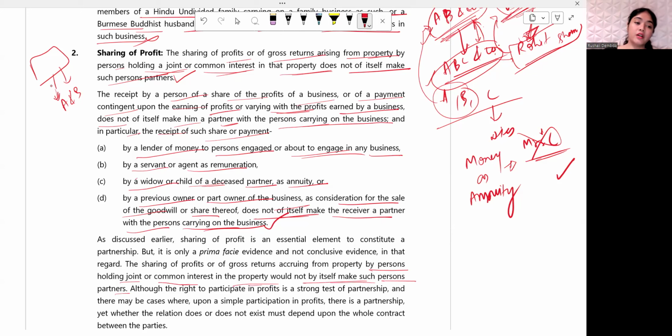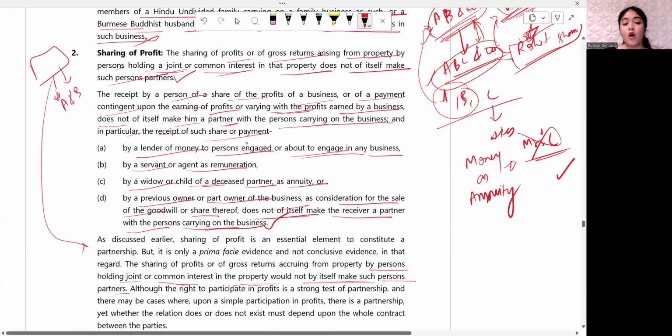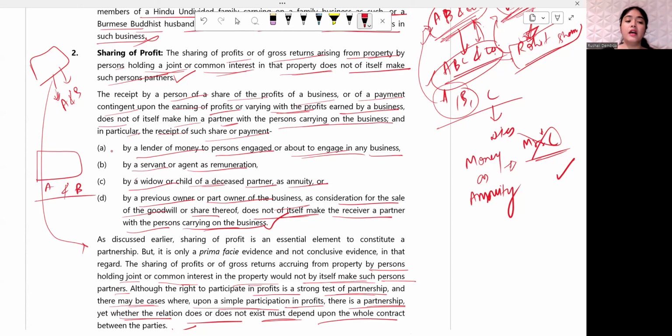The example that we took over here of this land example is again repeated. Although the right to participate in profit is a strong test of partnership, and there may be cases where upon a simple participation in profits, there is a partnership, yet whether the relation does or does not exist must depend on the whole contract between the parties. If they are coming together and agreeing that we will be acting as partners, only then can you say that they are getting into a partnership and running some business. If you have a piece of land and two people, A and B, are getting the rent, that is not where there will be partnership. They are not into the business of giving the land on rent. If they are into the business of giving land on rent, then they will be considered as partners.